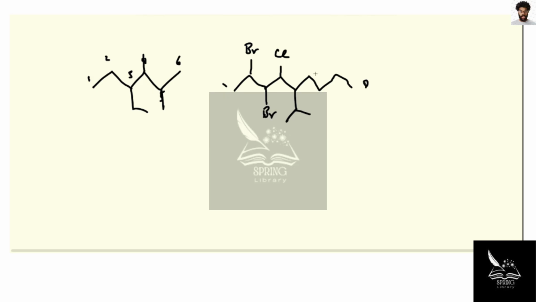And then 4-propyl. So go back to 1, 2, 3, 4. So carbon 4 doesn't just have a chlorine, it also has a propyl. Propyl without iso in front is just a 3-carbon chain. So 1, 2, 3. There we go.